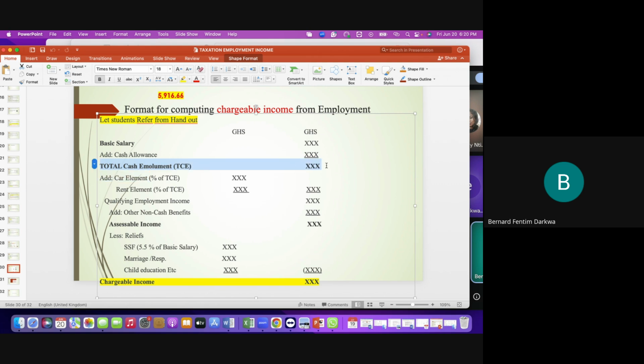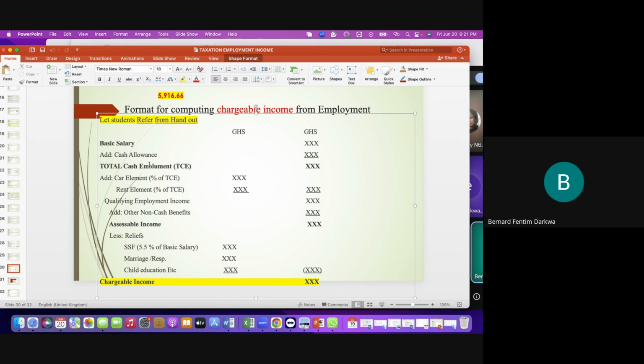Total cash emolument. But I must also say that among the cash allowances, there are some items that will come. When we say that we have excess bonus, once the excess bonus is 15% of the base salary, the portion that is not in excess will be charged at a concession rate of 5%. But the excess bonus will be added to the person's income and taxed. This is where to add it.